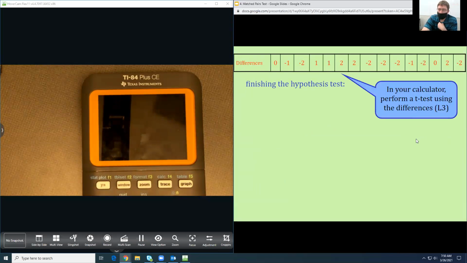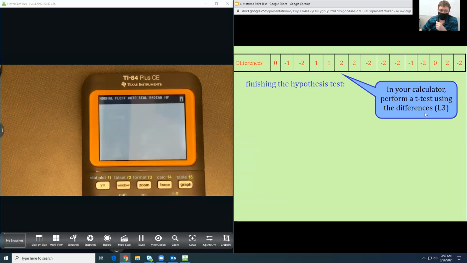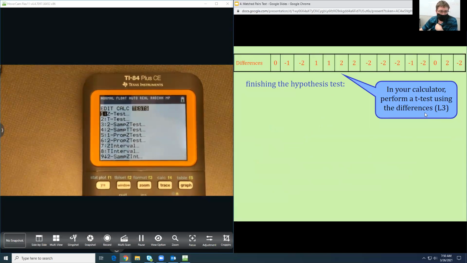In your calculator, you perform a t-test using the differences, which are in L3. So you go to your STAT and you go over to your TESTS. Remember, you don't have to do all these formulas anymore. The one we want is option number 2. We're just going to do a straight up t-test. You don't have to do 2-sample or anything because there's only one thing we're looking at. We're going to switch this from Stats to Data, because we've actually typed stuff into the calculator.